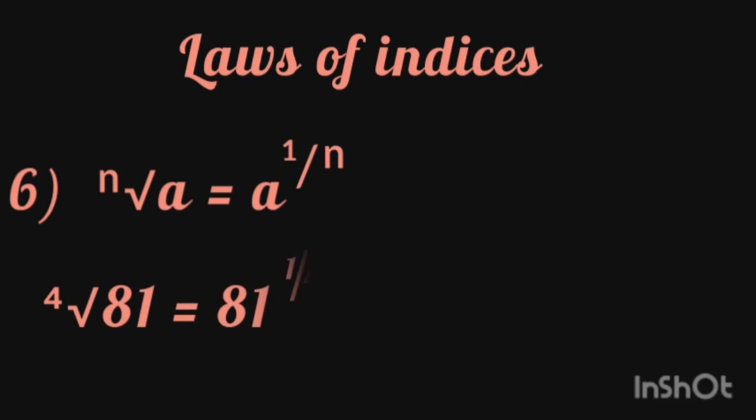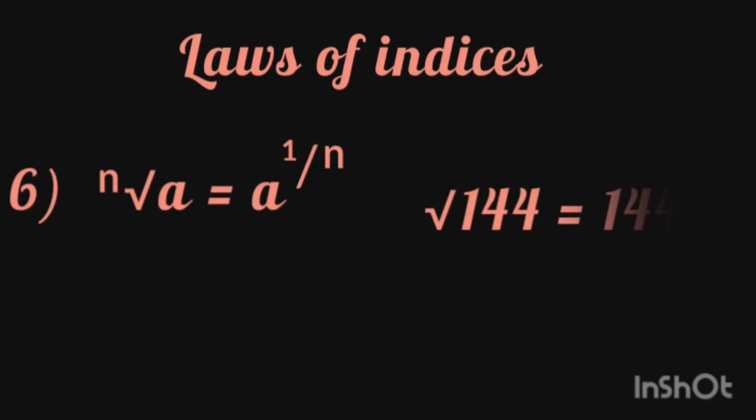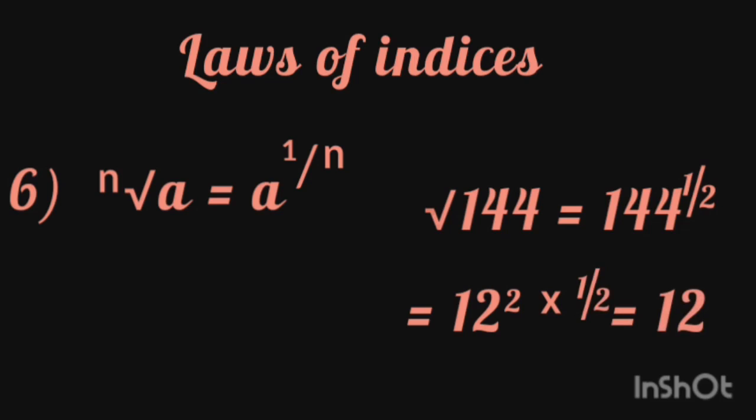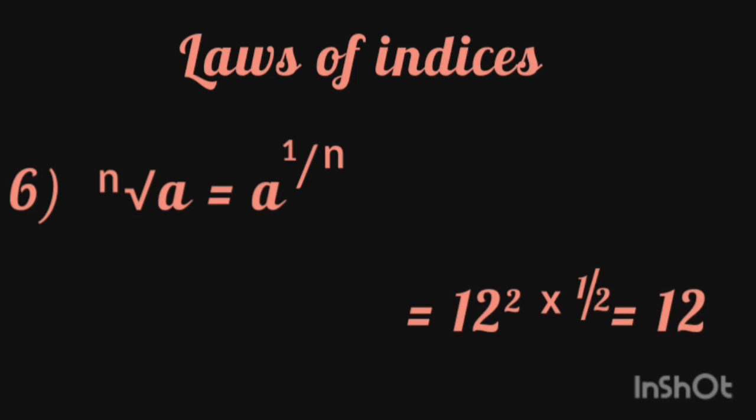Now we have the fourth root of 81, which is just 81 raised to the power 1 over 4. So because of the rule, you just put 1 as the numerator and the root as the denominator of the power. So we have the square root of 144 is the same thing as 144 raised to the power half, and 144 is 12 squared. So you just multiply the powers. 12 squared times half will give you 12. So the square root of 144 is 12.